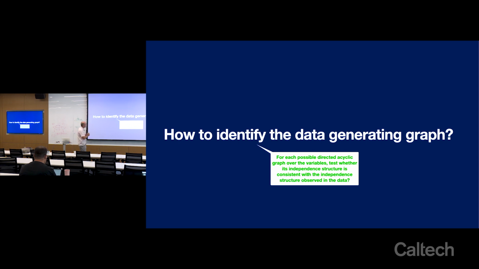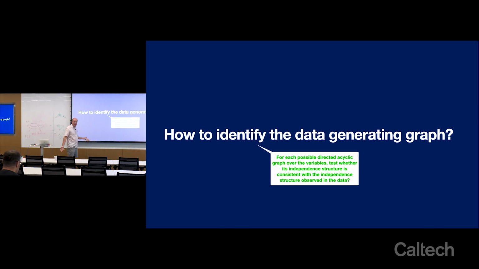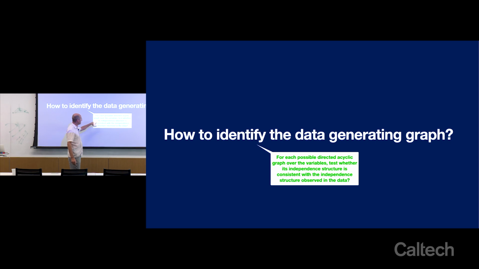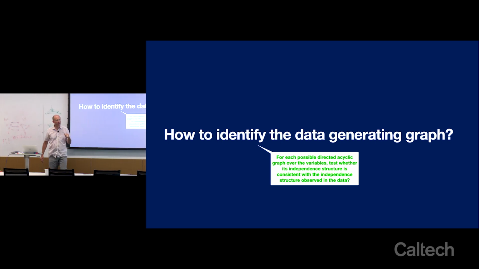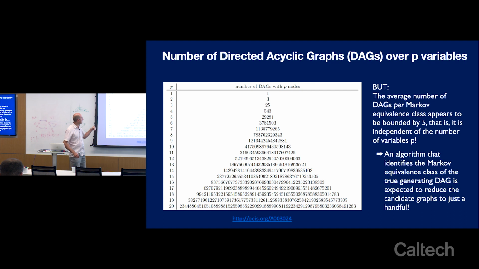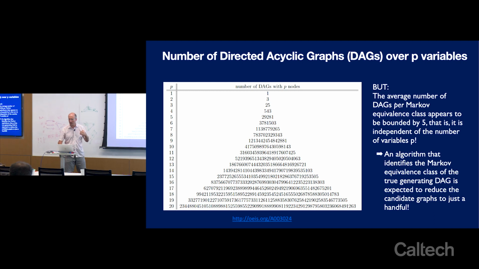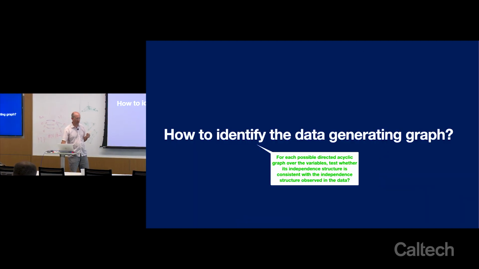So how to identify the data generating graph? There's one easy way, right? For each possible directed acyclic graph over the variables, test whether its independence structure is consistent with the independence structure in the observed data, right? That's a kind of brute force way that you could do it. But of course, if we go back to here, then for 10 variables, you'd be iterating over a huge number of graphs before you could do that, right? So this is not going to be a really efficient way, but it is a brute force way, yes?